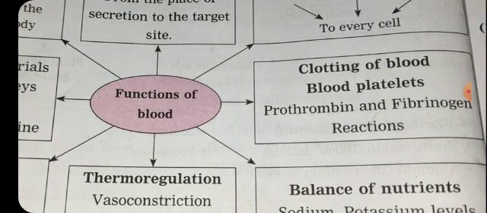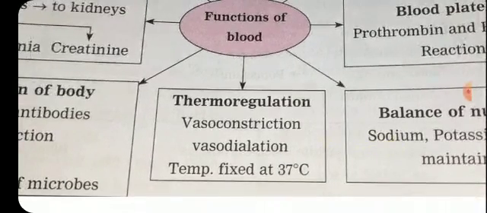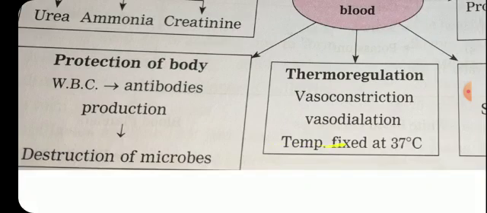Prothrombin and fibrinogen reactions help in clotting of blood. Maintaining the balance of minerals like sodium and potassium in our body. Our body temperature is maintained constant at 37 degrees centigrade by these two processes, vasodilation and vasoconstriction. Antibodies are produced in the blood, and they protect the body from microbes and other harmful particles.